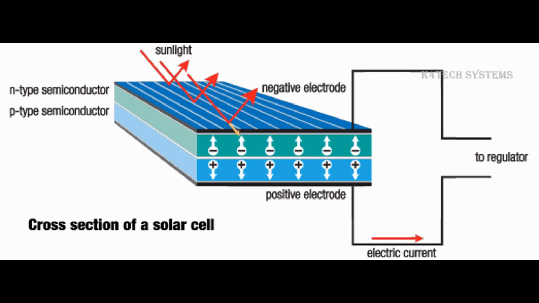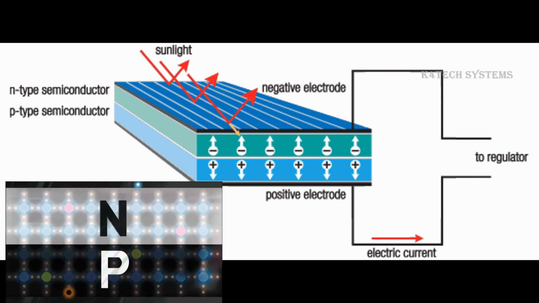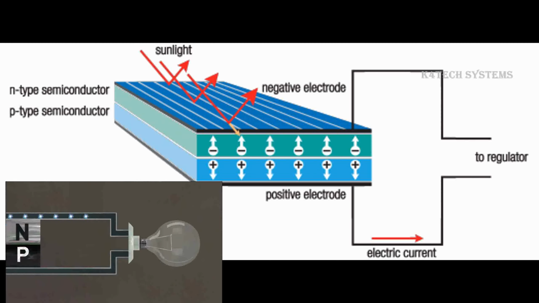You are now seeing a cross section of a solar cell. There are two layers in it, the N-type semiconductor layer and the P-type semiconductor layer. As we said earlier, the layer with N-doping is the N-type semiconductor and the layer with P-doping is the P-type semiconductor.